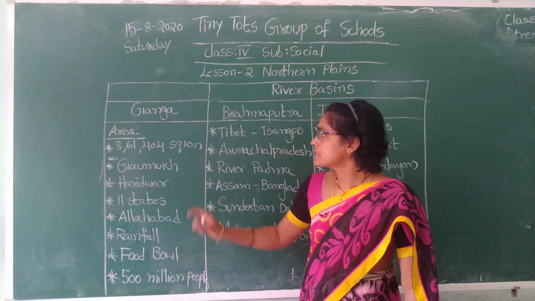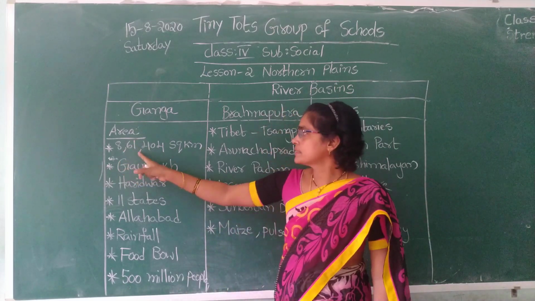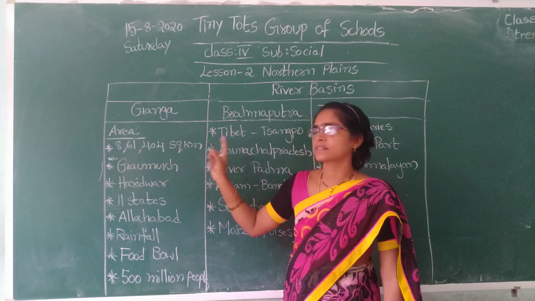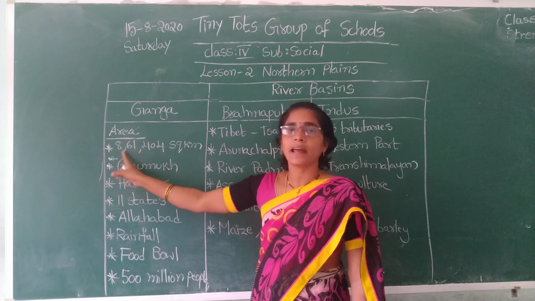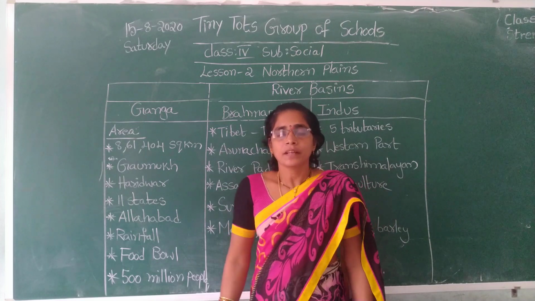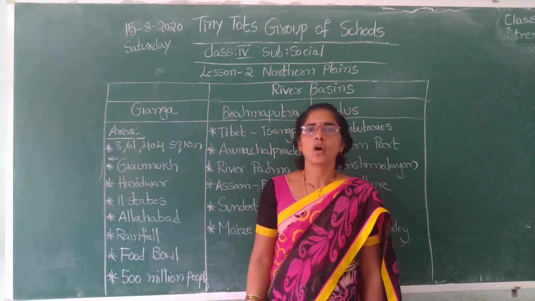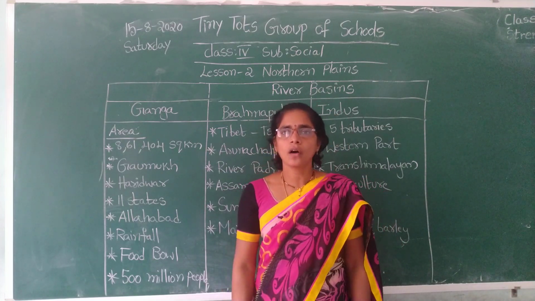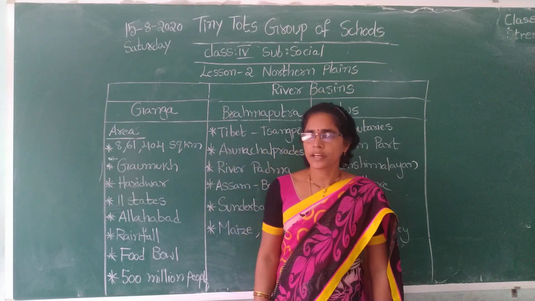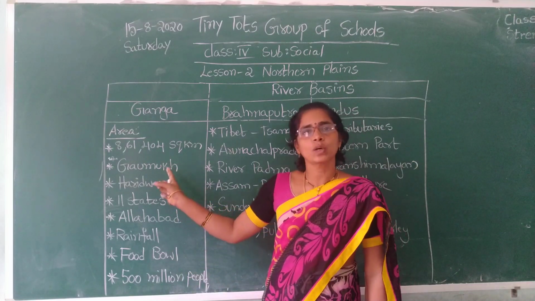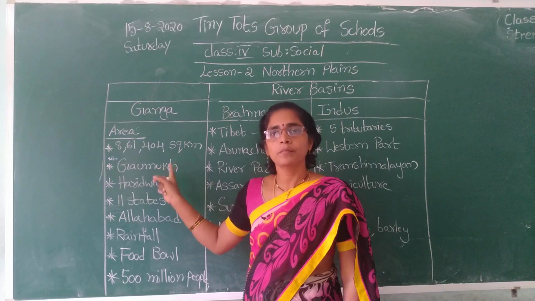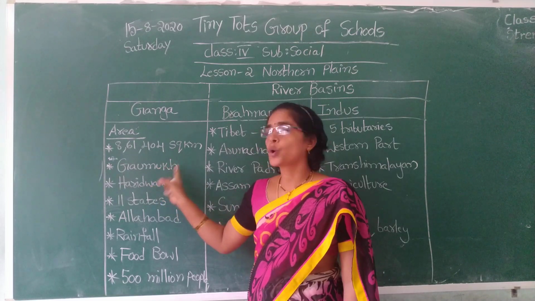Its length is 8,61,404 square kilometers. That's why we call Ganga River the longest river in India, among all the northern rivers as well as southern rivers. Okay, and where is it originating? It originates from Gangotri Glacier at Gomukh.